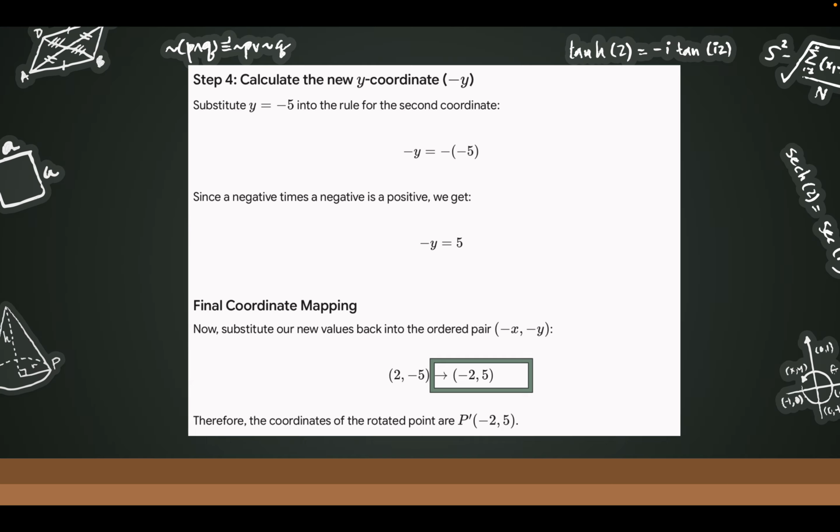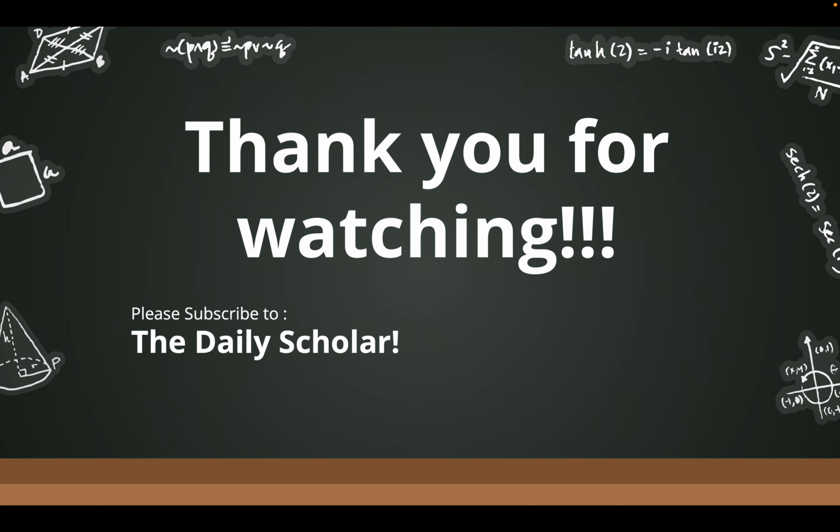By mapping these transformed coordinates back into our ordered pair, we observe the final geometric transition. (2, negative 5) becomes (negative 2, 5). The coordinates of the rotated point P prime are (negative 2, 5). This completes our analysis of geometric rotations. Apply these precise algebraic and geometric steps to maintain mathematical accuracy in your transformations.